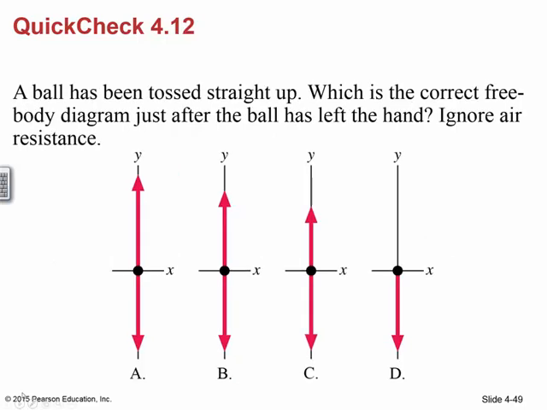A ball has been tossed straight up. Which is the correct free body diagram just after the ball has left the hand? Ignore air resistance. So we're down here on the ground, okay? All right. Now there's your coordinate system, and I'm drawing the little boy. I'm not drawing the dot, okay? I know it said draw the dot, but I like to draw the person. All right, so he's got a ball, and he just releases it, okay?